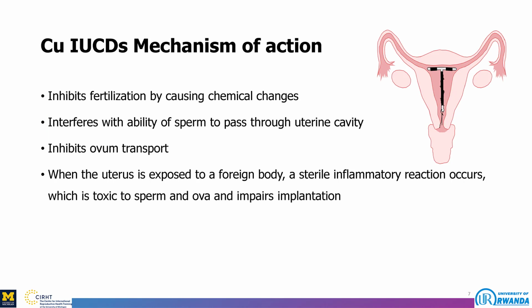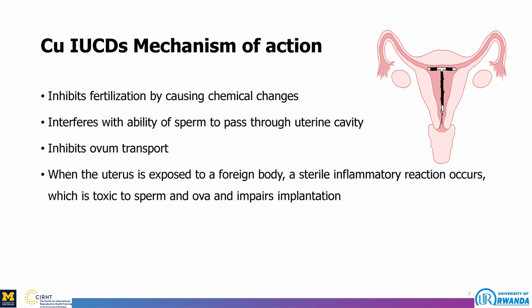Now let's look at the mechanism of action of intrauterine contraceptive devices. One of the important mechanisms of action is it inhibits fertilization by causing chemical changes. Sometimes people say that intrauterine contraceptive device may be a kind of abortifacient. It's not true, because when the spermatozoa is released, it will prevent the spermatozoa from fertilizing the ova by causing a chemical change on the lumen of the fallopian tube. It also interferes with the ability of sperm to pass through the uterine cavity, and of course inhibits ovum transport.